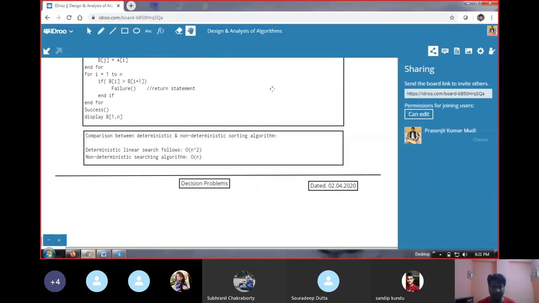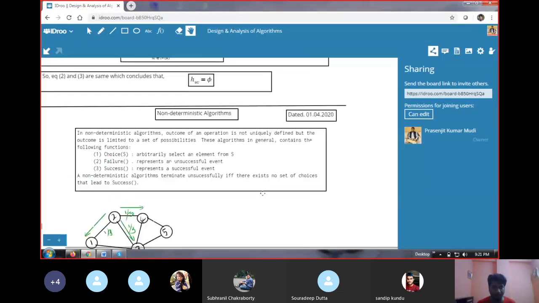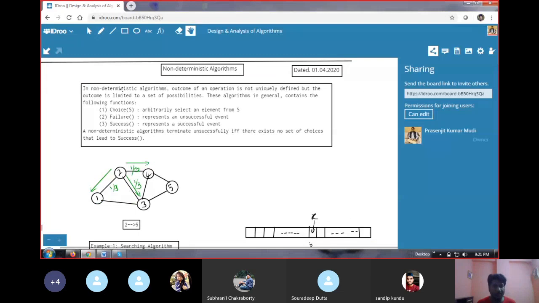Just have a look at what we did in the last class. In a non-deterministic algorithm, normally we have three functions. One is choice, an arbitrary selection of an element from a given set of data S, and failure is a function which represents an unsuccessful event. It may be a return statement, it may not be a return statement, it may be a break or continue statement. Then success represents a successful event. After the success procedure, we can have an output of the algorithm.